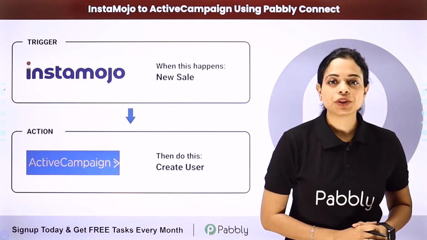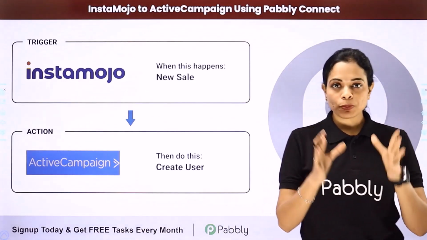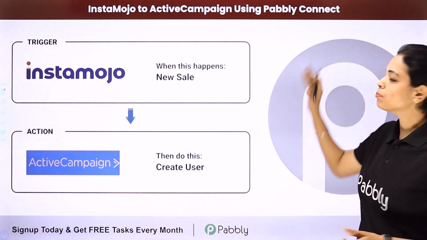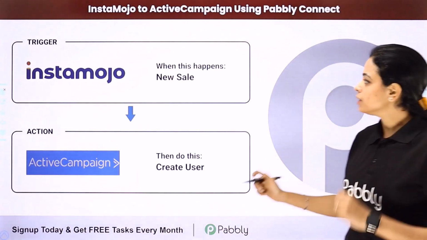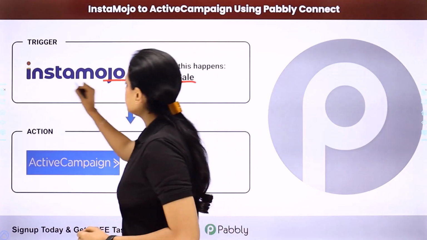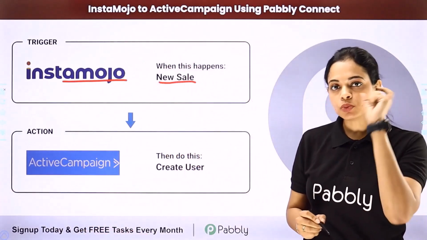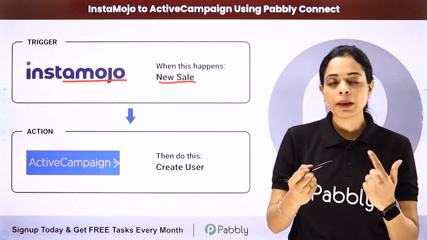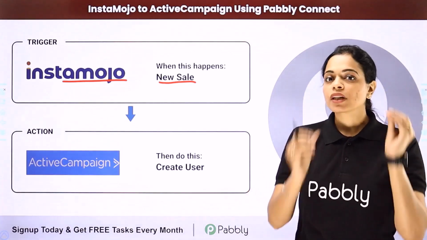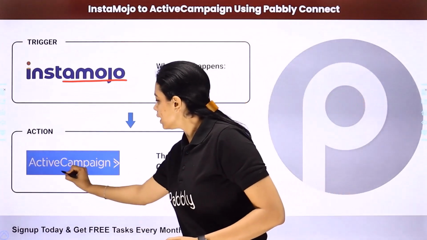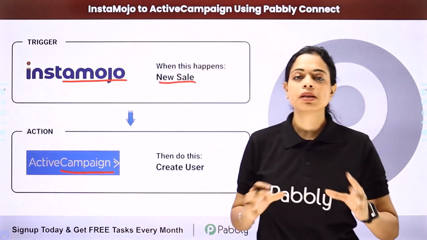In this video, we are going to see on successful Instamojo payments, how can you add subscribers to ActiveCampaign using Pabbly Connect. So here, every time a new sale happens in Instamojo, which is a payment gateway, then automatically with the information received about the user who has made the payment, you are adding that user as a subscriber in ActiveCampaign, which is an email marketing tool.